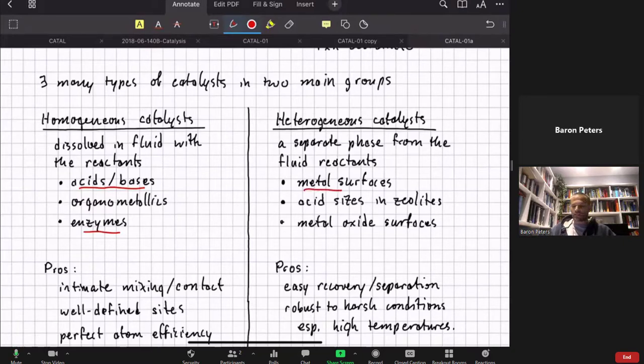If you take this class from Professor Flaherty, you will undoubtedly see catalysis in zeolites.